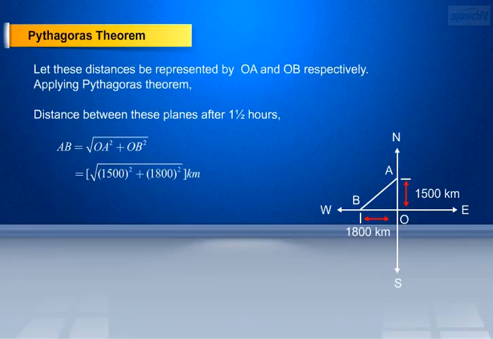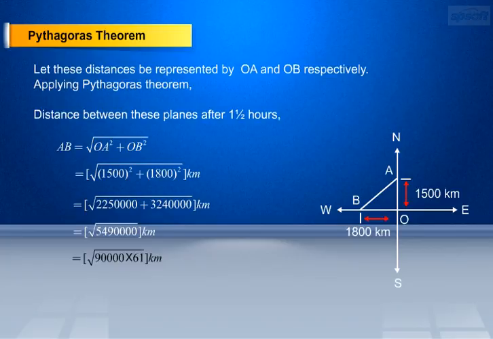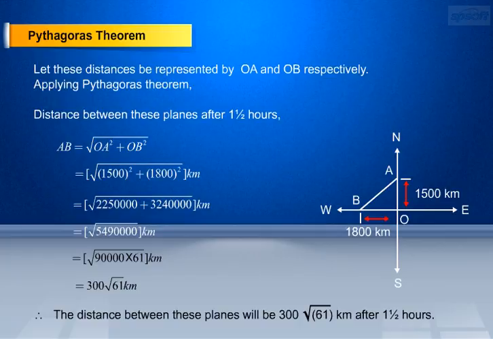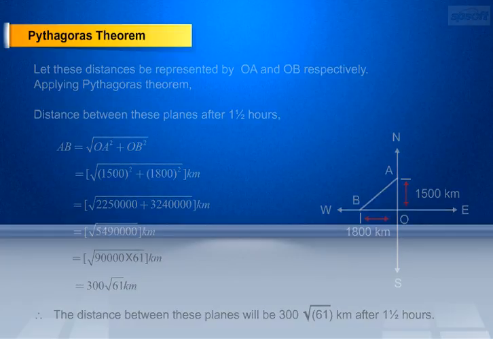1800 whole square kilometers equal to square root of 22,50,000 plus 32,40,000 kilometers equal to square root of 54,90,000 kilometers equal to square root of 90,000 into 61 kilometers equal to 300 root 61 kilometers. Therefore, the distance between these planes will be 300 root 61 kilometers after 1.5 hours.